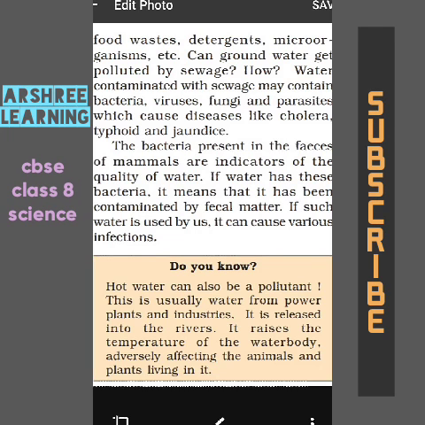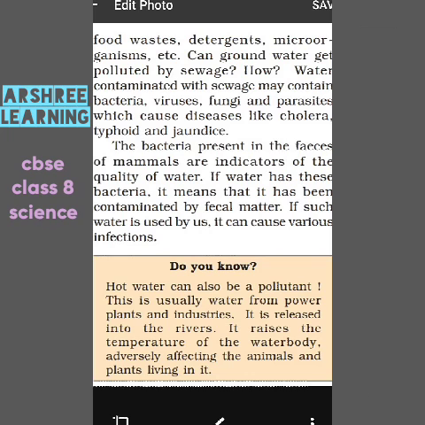The bacteria present in the feces of mammals are indicators of the quality of water. So the water which is coming to your house, if you test it, you will see that it may contain bacteria and microbes. If the quantity of microbes or bacteria in the drinking water is more, it means it was polluted. If water has these bacteria, it means that it has been contaminated by fecal matter.